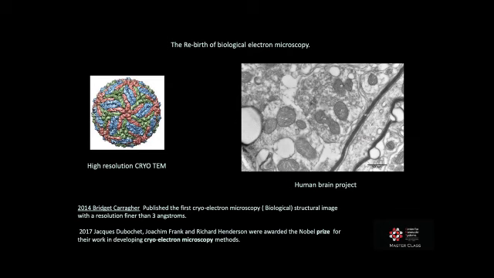This is due to two primary factors. One, the Human Brain Project is getting a lot of people interested in finding and developing methods for being able to image the entire human brain at the resolution of an electron microscope. But also the high resolution cryo TEM revolution has also gotten electron microscopy back into the headlines. In 2014, Werner Kühlbrandt published the first cryo electron micrograph of a structural image with a resolution of finer than 3 angstroms. So this was a milestone that had been trying to be achieved for a long time.